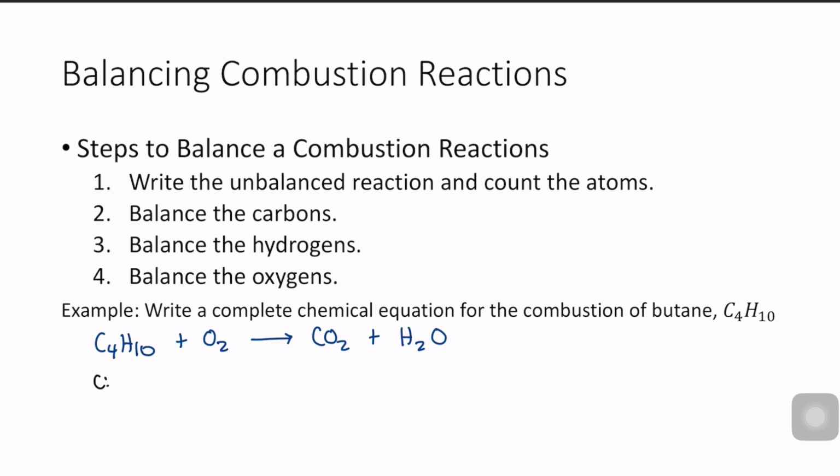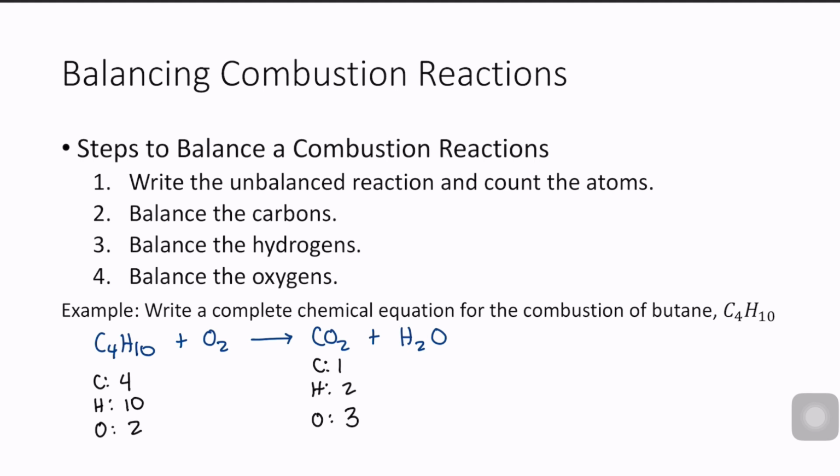On my reactant side, I have 4 carbons, 10 hydrogens, and 2 oxygens. On my product side, I have 1 carbon, 2 hydrogens, and 3 oxygens. Notice I have 2 oxygens from my carbon dioxide, but then I have one more from my water. So check, we just did that first step.